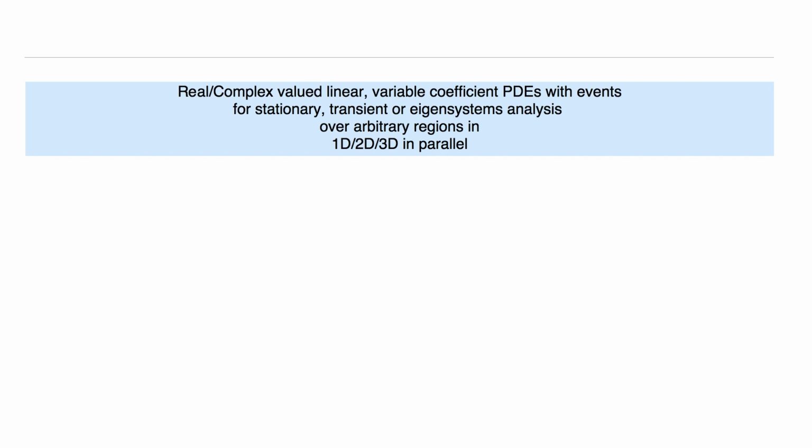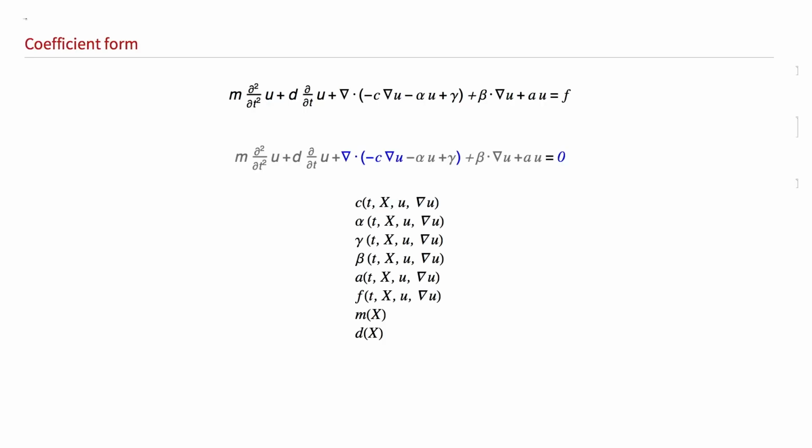So we have real and complex value, linear variable coefficients, PDEs with events. We can do stationary, transient, or eigensystem analyses of arbitrary regions in 1, 2, and 3 dimensions, and we can do that in parallel. So I'm talking about nonlinear partial differential equations.